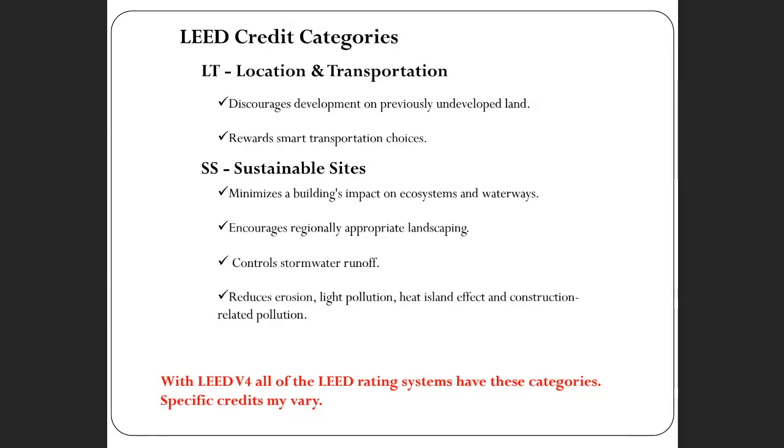LEED credit category SS, or sustainable sites. We're talking about minimizing the building's impact on the surrounding ecosystems and waterways, right? Stormwater runoff. Encourage regionally appropriate landscaping, right? So if we build a building in Phoenix or Tucson, having a big expanse of green turf grass maybe isn't the thing that's appropriate for that environment. Control stormwater runoff, reduces erosion, light pollution.